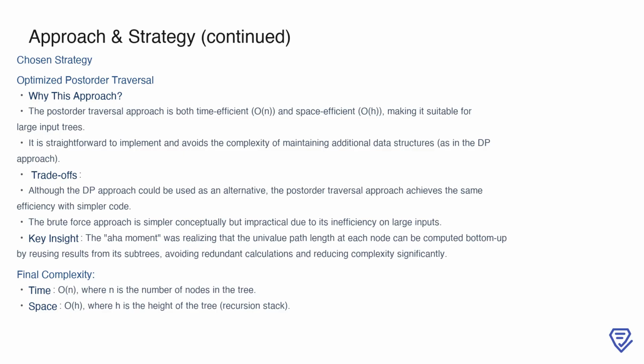The key insight in the post-order traversal solution is the realization that the univalue path length at each node can be computed bottom-up by leveraging results from its subtrees. This eliminates redundant calculations and significantly reduces complexity. Therefore, this approach strikes the perfect balance between efficiency and simplicity, making it the most practical choice for solving this problem.